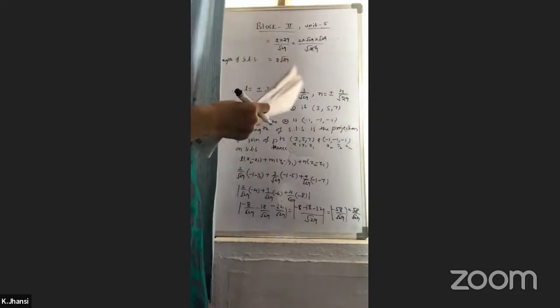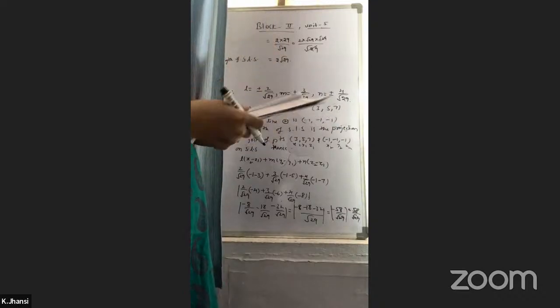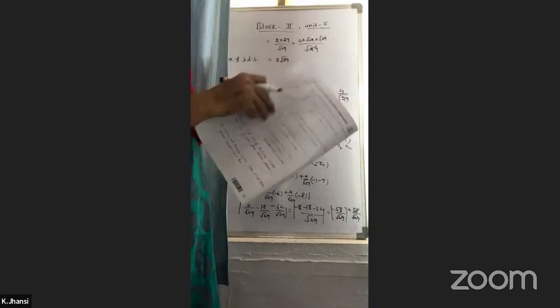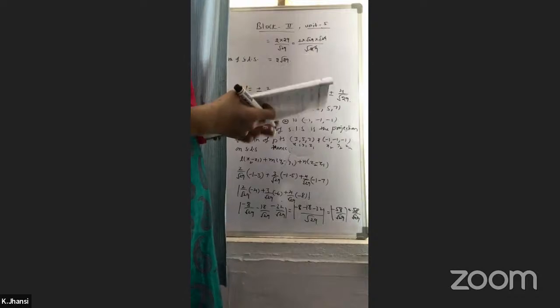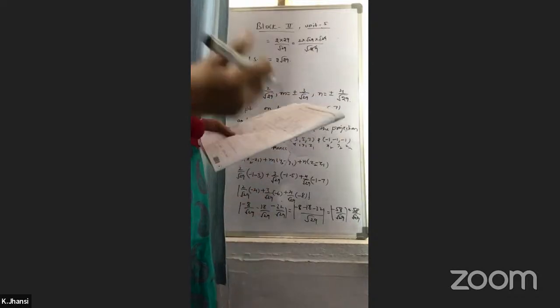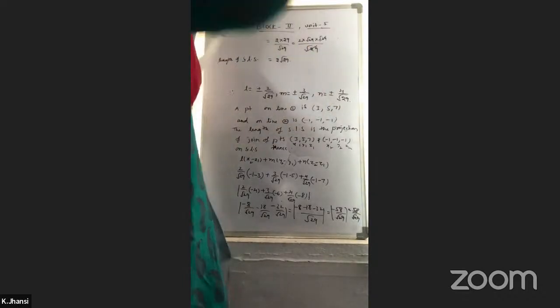Okay. So now in the second one, first we have to find the length, and second we have to find the equations. For finding the equations, we have the direct formula: x minus x1, y minus y1, z minus z1 by l, m, n, and after that l1, m1, n1.